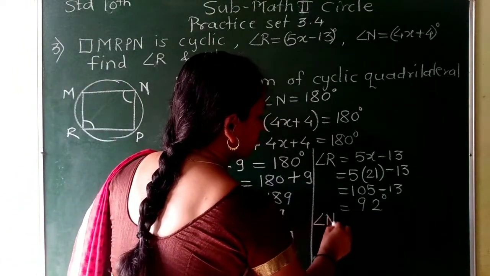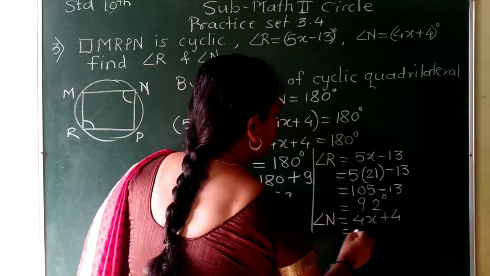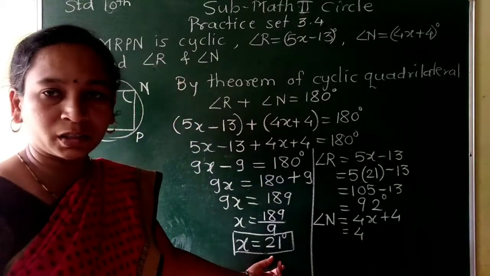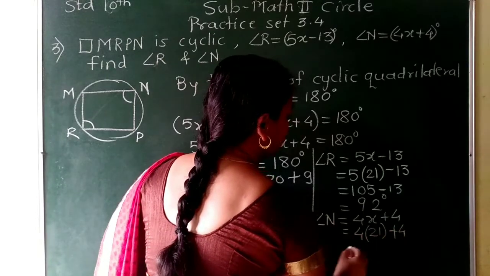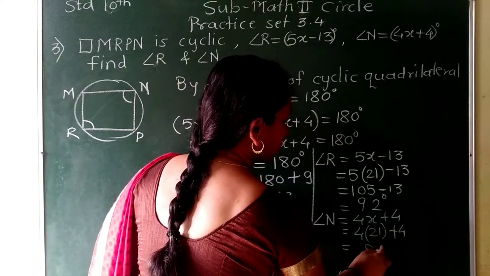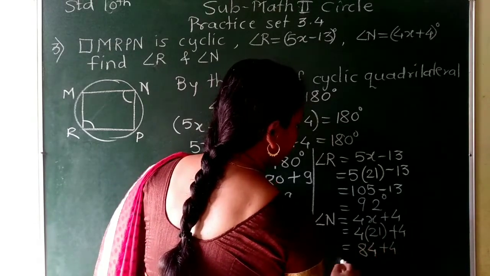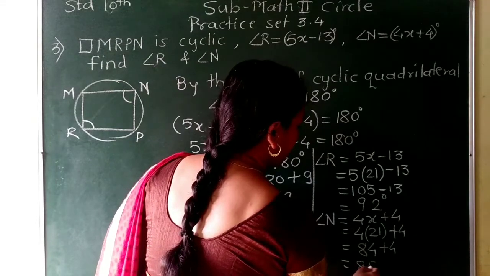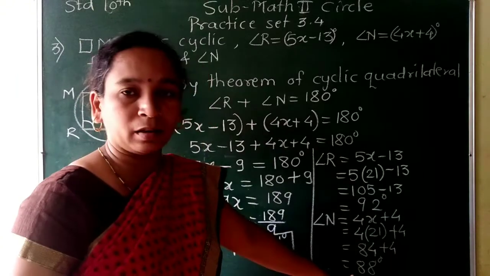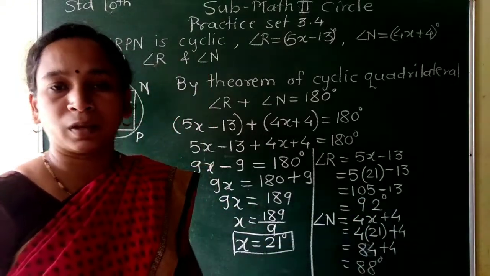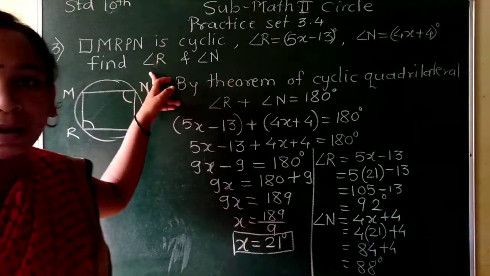Now angle N. 4x plus 4. 4 into x, and the x value is 21, so 4 into 21, plus 4. Their addition: 84 plus 4. That means the answer is 88 degrees. To cross-check your answer, you can add 92 plus 88 and you will find their sum is 180 degrees. So in this way we have found angle R and angle N.